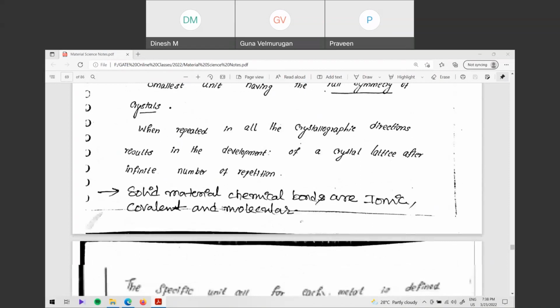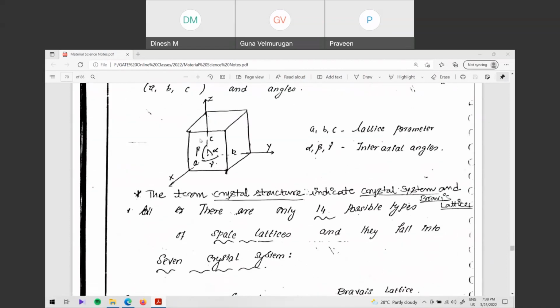Okay, and then you have different structures based on this unit cell. So you have dimensions A, B, C. These are the dimensions of your cube. This is the lattice, and alpha, beta, and gamma are the angles between two different axes. Alpha is the angle between y and z, beta is the angle between x and z, and gamma is the angle between x and y axis. That is your interaxial angles.